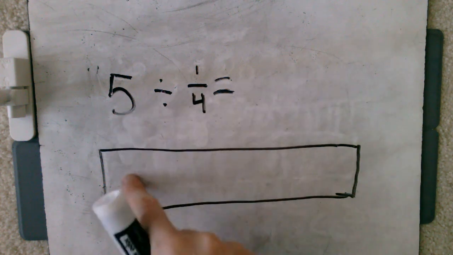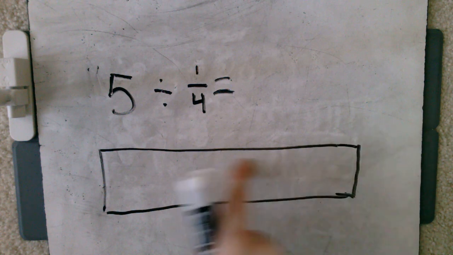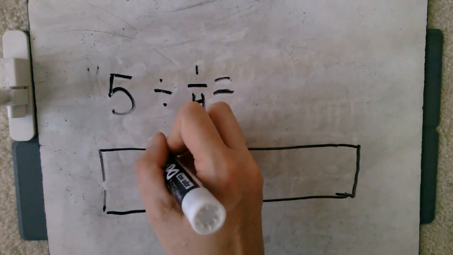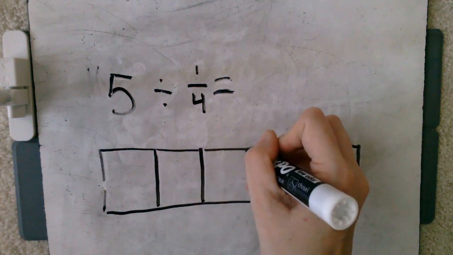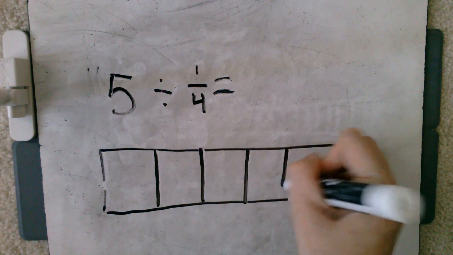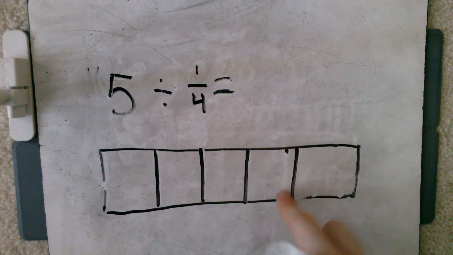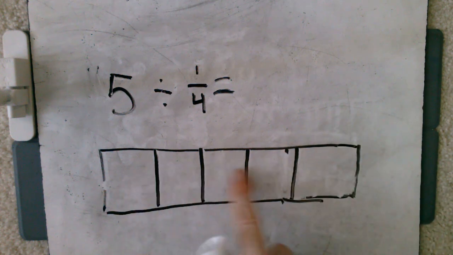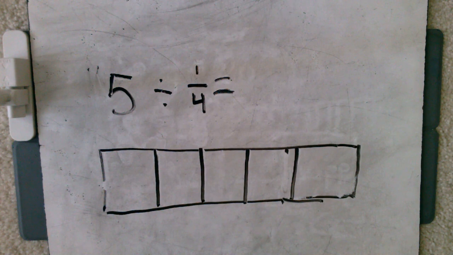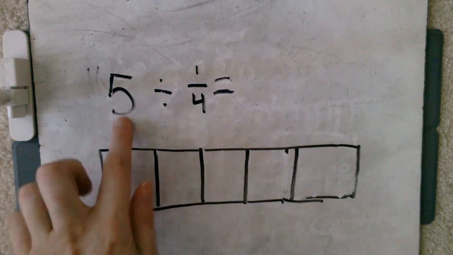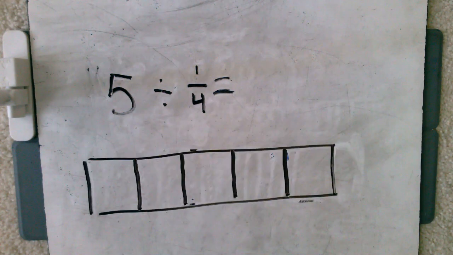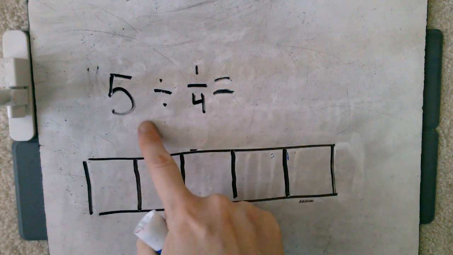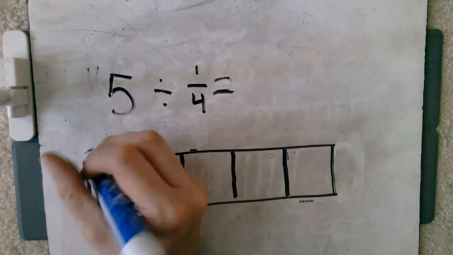So let's take our big square and split that up into 5 pieces. So we're going to draw 4 lines. 1, 2, 3. You draw 4 lines. That gives you 5 pieces. Now that we have those 5 pieces, we know that we need to split each of those 5 pieces up into fourths.